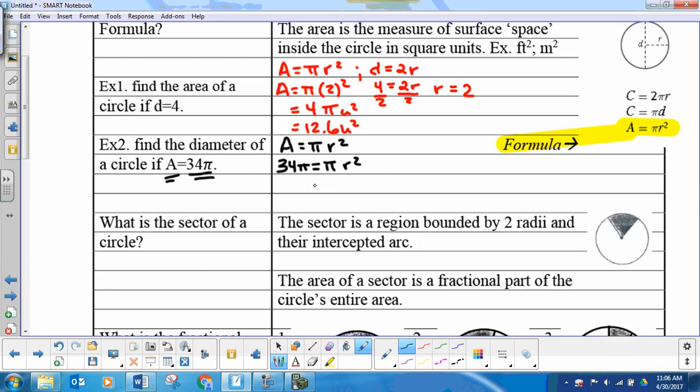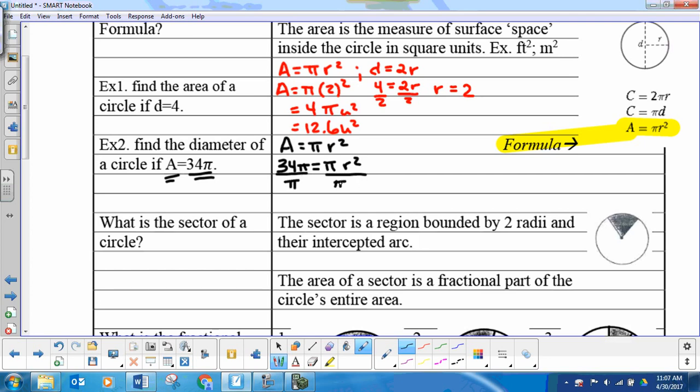So what do I do now? I need to get the r squared by itself, and if this pi, going back to some of our other units, was something like 2, let's say that was 2 pi r squared, I would divide both sides by 2. Well, here it's a pi. And does that matter? Is this a variable? No, it's a number. It's 3.14, etc. So I can just divide both sides of my equation by pi.